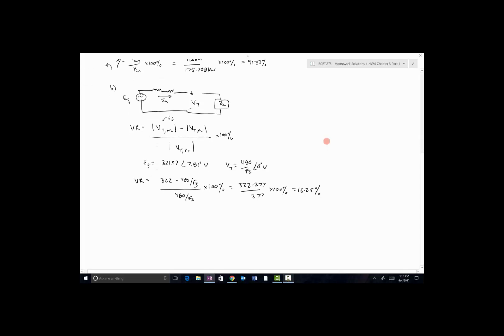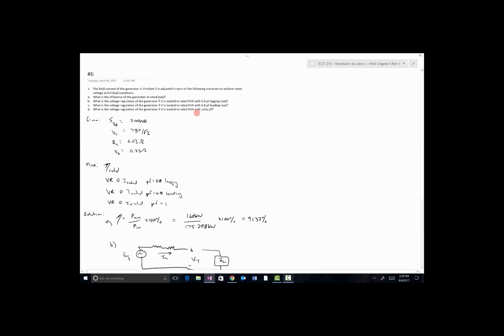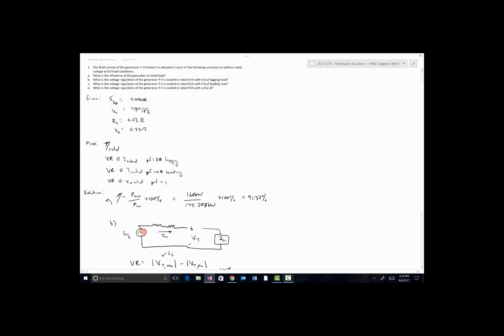So on to part C. Now we're not operating under rated conditions. The conditions are changing. So what is the voltage regulation of the generator if it's loaded to rated kVA with 0.8 power factor leading? And so what that is saying is we haven't done any adjustments to EF at all. Sorry, that's not correct. The problem statement says that the field current is adjusted in each of the following scenarios to achieve rated voltage. So we're adjusting EF, and we're looking at changes to the terminal voltage.